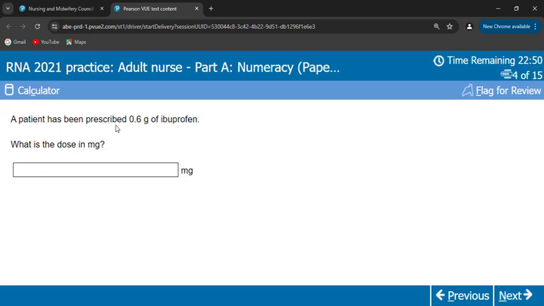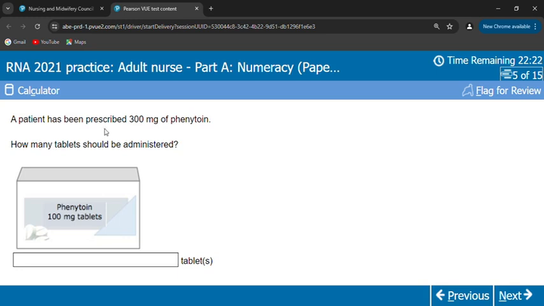A patient has been prescribed 0.6 gram of ibuprofen. What dose in ml? So 1 liter is equal to 1000 ml. So 1 gram is equal to 1000 mg. So 0.6 gram is equal to 600 mg. That's a very simple thing. Very simple question. You can see that they already mention the mg here, so you don't have to mention it in your answer. Just 600, then move to the next.